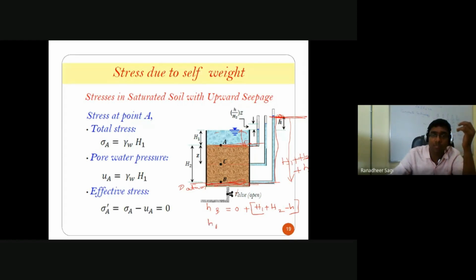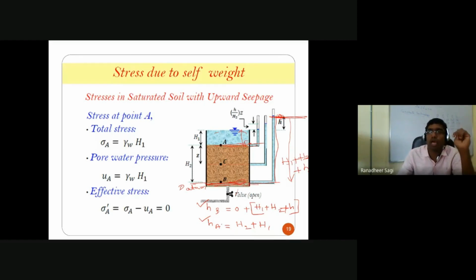Let me calculate how much is my total head at point A. So total head at point A is nothing but the elevation head of point A. So the point A is at a height of H2 from the chosen reference datum, plus what is the rise in water level when the standpipe is inserted at point A? That's nothing but the pressure head at point A, which is H1. So total head at point B is higher when compared to that of the total head at point A, because of which the flow is going to happen from point B to point A.